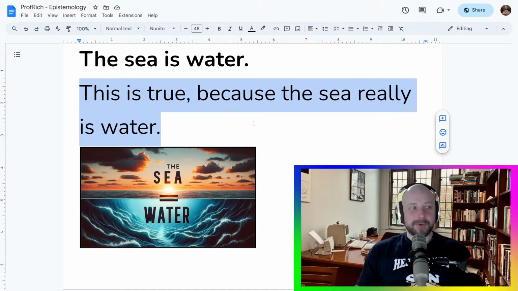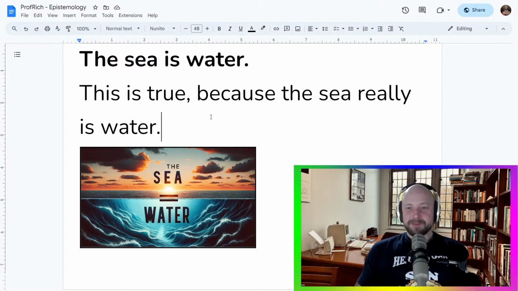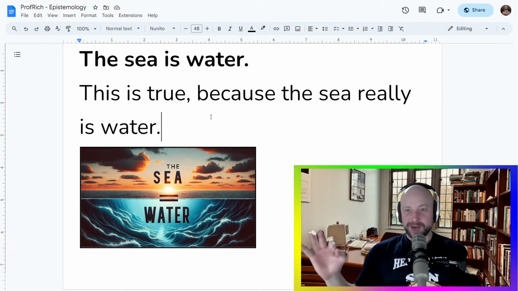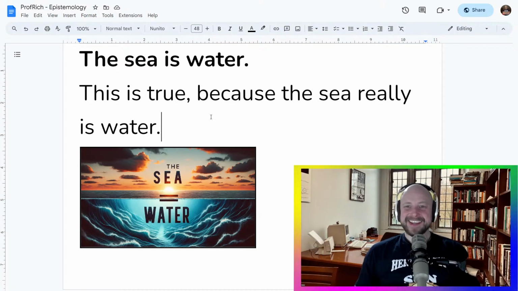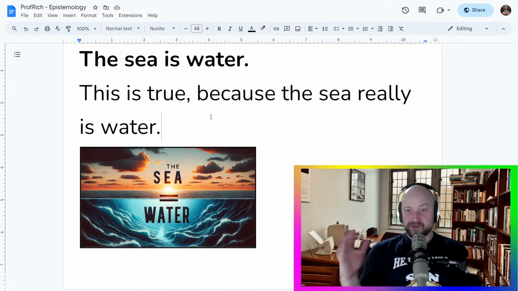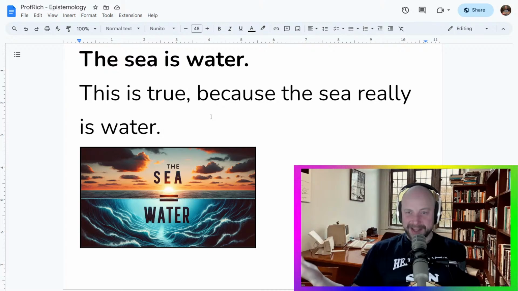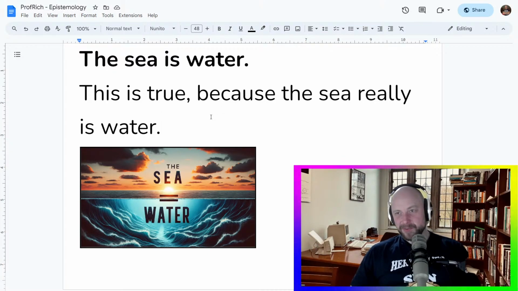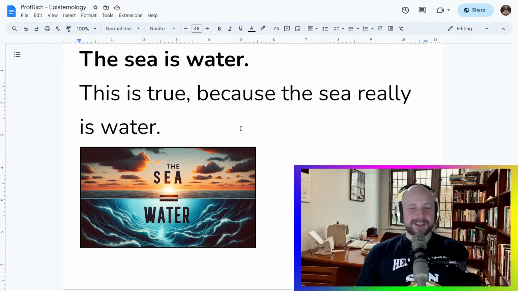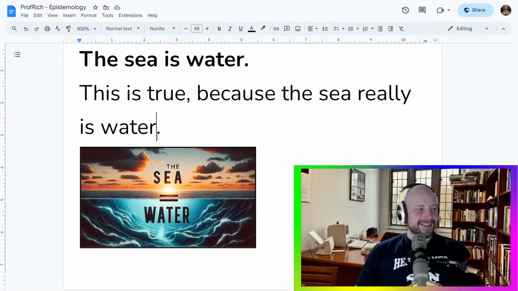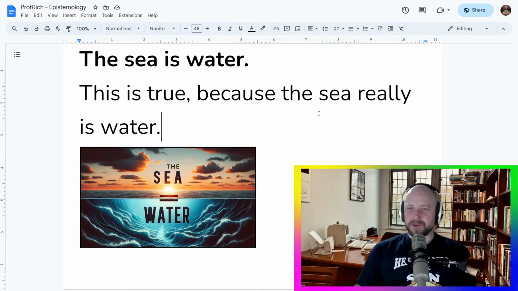So it's that simple with correspondence. We believe the sea is water, and it's true because the sea really is water. And this is the idea that truth corresponds to actual truth in the real world. The correspondence theory. It's a little bit circular, I have to say, and I do have some problems with it at a logical level, but it's quite simple.